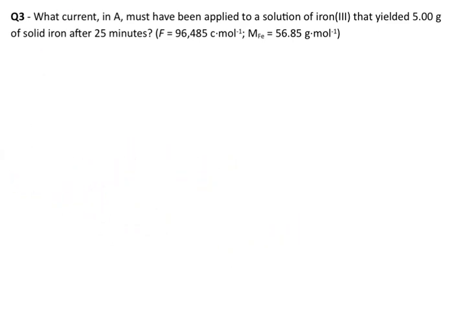So here's the question: what current in amperes, so we're looking for a different variable here, must be applied to a solution of iron 3, so that's Fe 3+, if this current yielded 5 grams of solid after 25 minutes. So again, in terms of variables, we're looking for current, but we're given a mass of iron, and so that's going to allow us to find charge, and we're given the time, t.